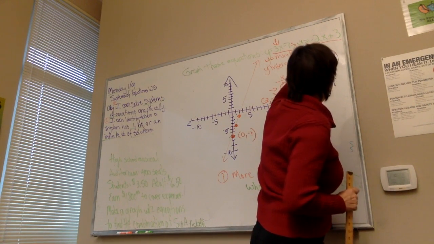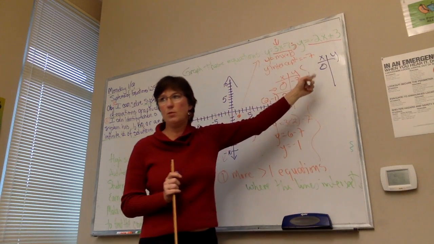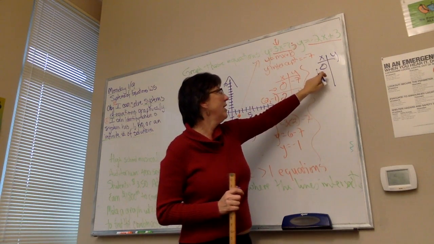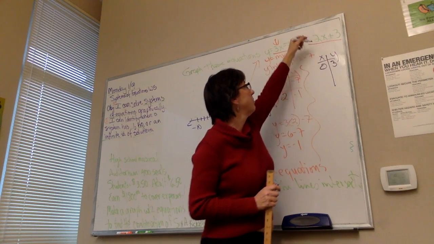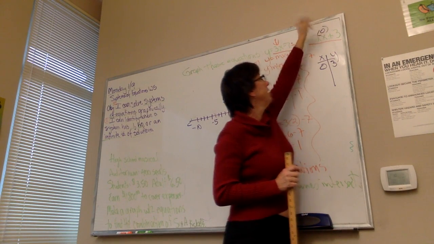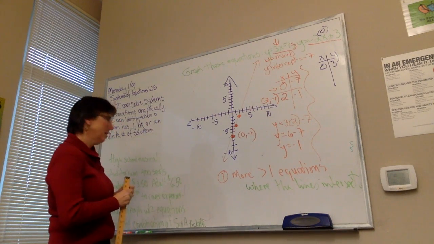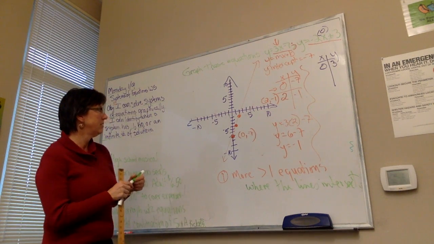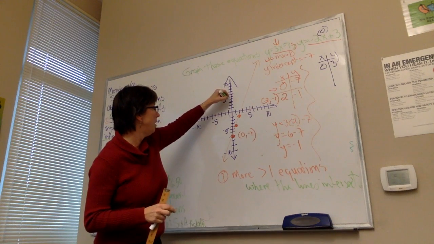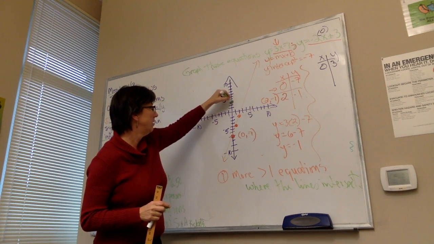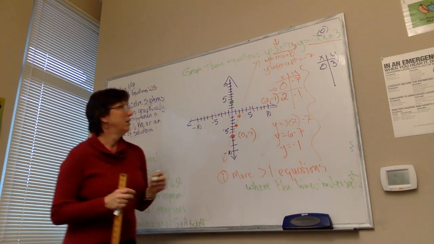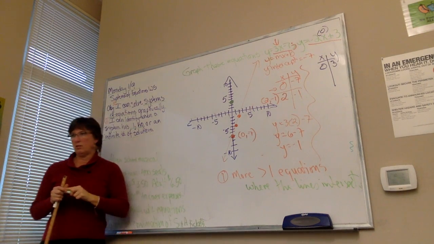So I always like to set up my xy table. So when x is 0, y is 3. I plug that in like that. So I'm going to use green. When x is 0, y is positive 3. Okay. So now we need to find another point.